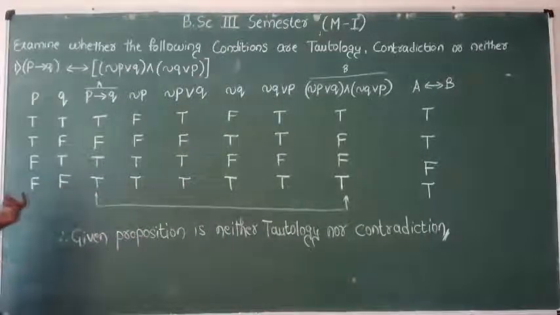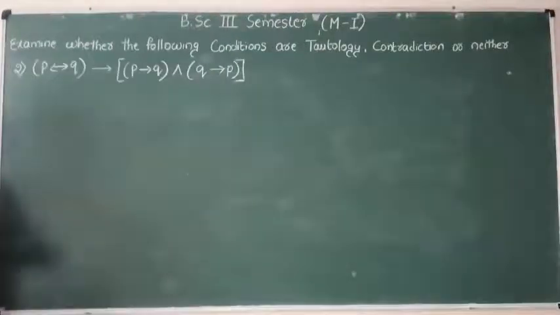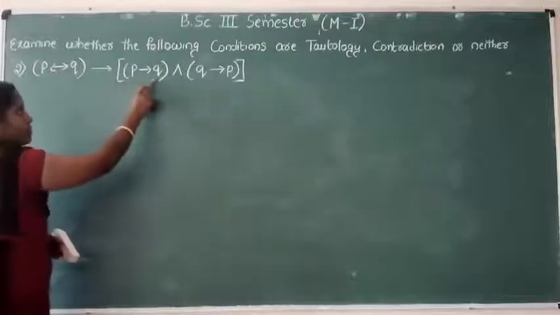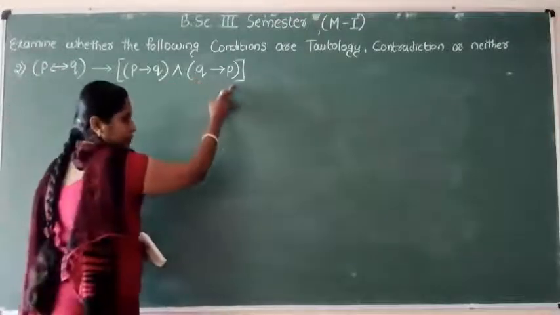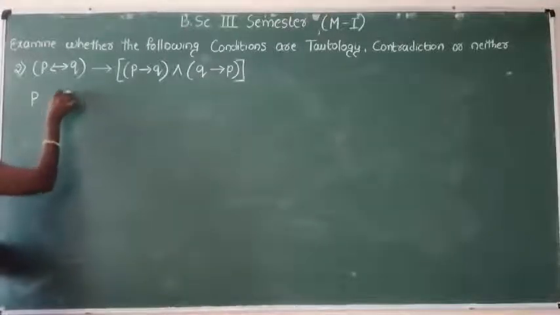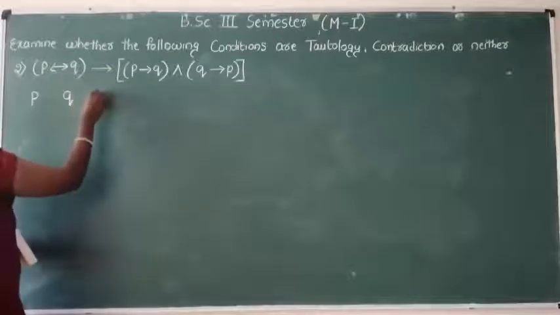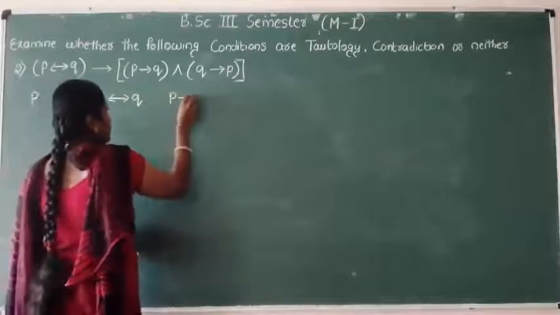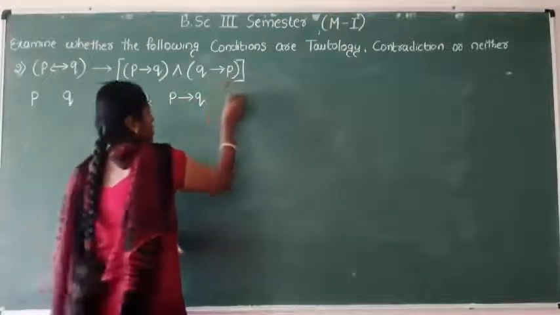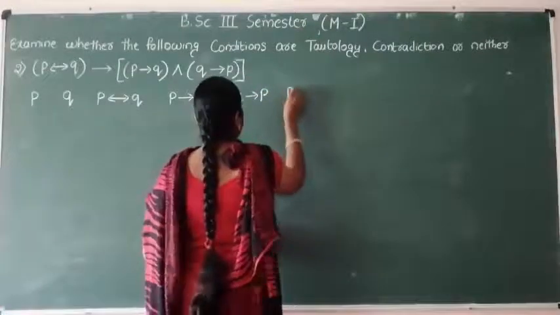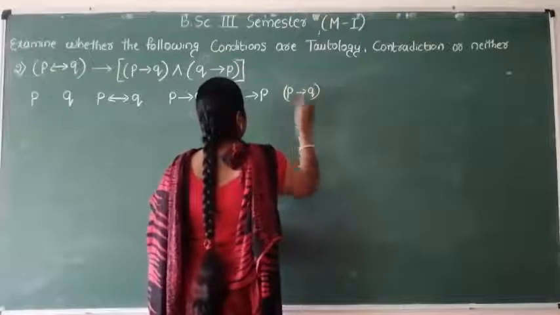So this is the first example of tautology and contradiction. Let us take the second example on tautology and contradiction, that is p by conditional q implies p implies q and q implies p. Let us check whether it is tautology or contradiction. First we have to consider p, q. First condition p by conditional q, next p implies q, next q implies p, next combine these two terms p implies q and q implies p.